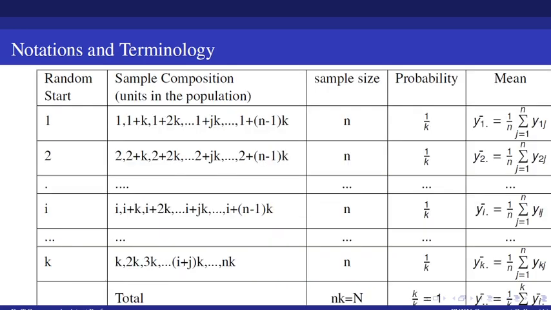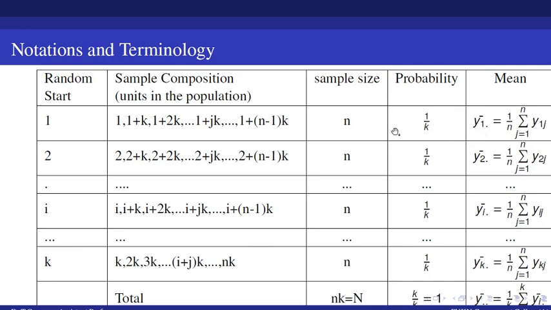Let us look at this example with notations. Here, if 1 is our random start, these are the samples: 1 plus k, 1 plus 2k, 1 plus jk, up to 1 plus (n minus 1)k. The total number of samples here is small n. The probability of this sample being selected from the total population is 1 by k, since there are k possible samples. So out of k possibilities, one sample is selected in 1 by k ways.